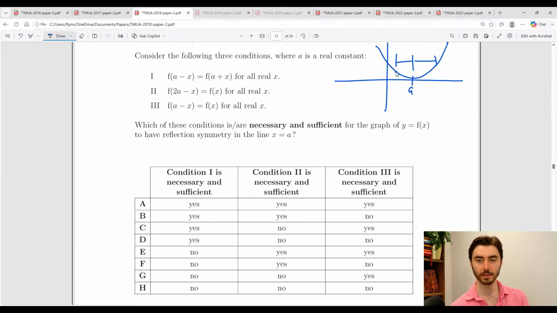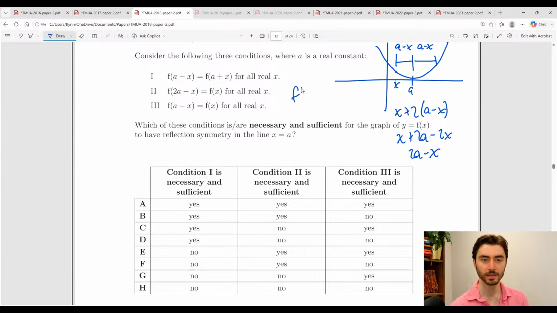So what that means, let's say this is f of x, right? What value is going to have the same value as that? This distance here is a minus x. So it is x plus 2 lots of that distance. So it is x plus 2a minus 2x, so 2a minus x. That means that f of x equals f of 2a minus x, guaranteed.